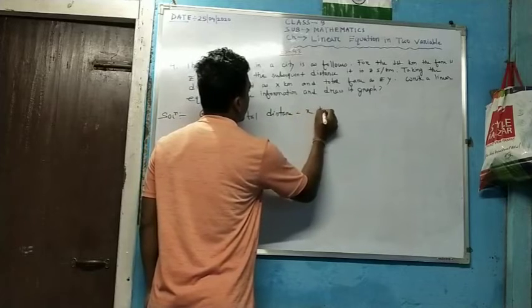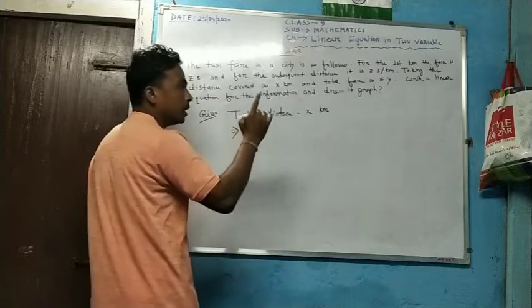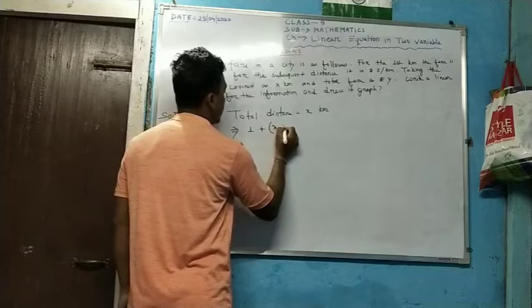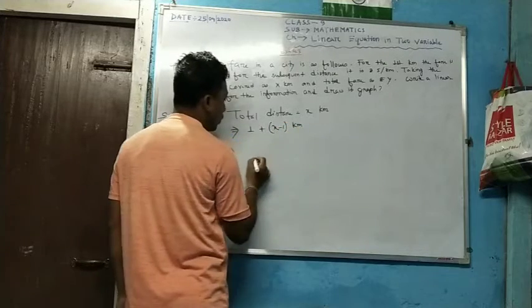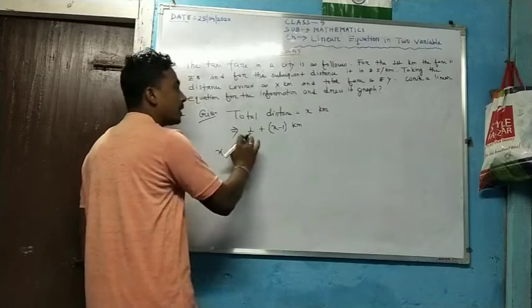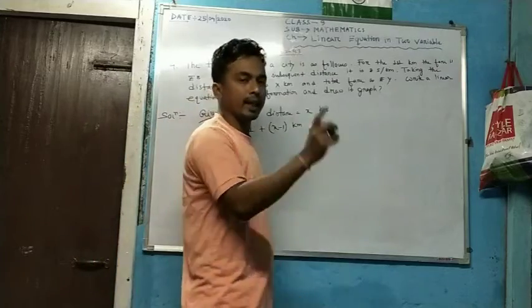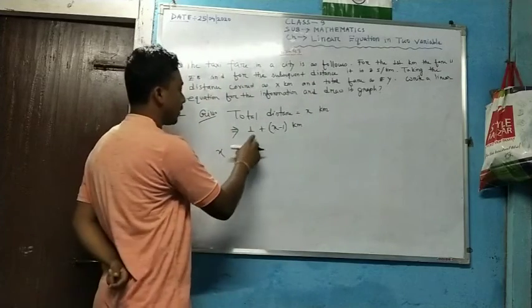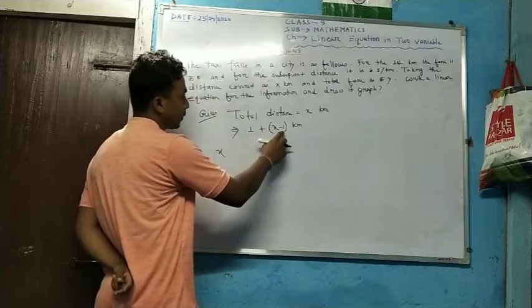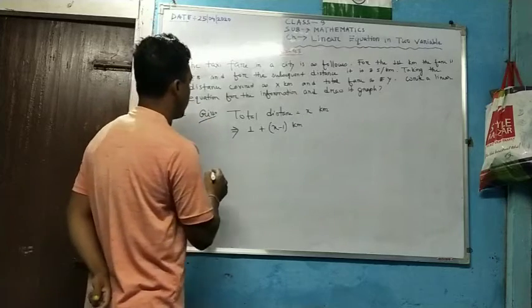Total distance equal to x kilometer. If the total distance is x kilometer, we can write it this way also: suppose he is moving 1 kilometer plus x minus 1 kilometer. Suppose total distance is x, and I have divided this distance into two parts. First kilometer separately, and the rest I have taken as a single part. Since he has traveled 1 kilometer separately, I have subtracted 1 from x. Okay? Now total fare is what?